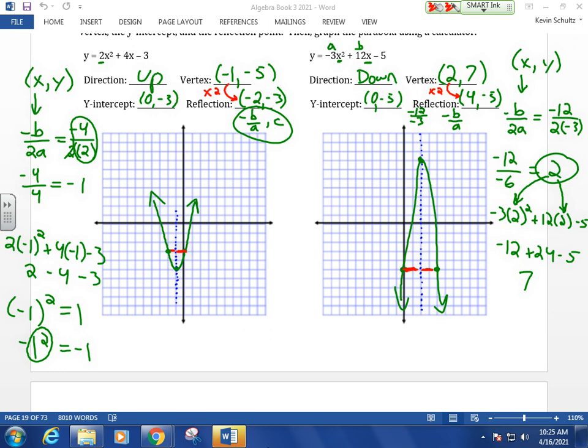Thomas. The y for the y-intercept? That's just your value for c. Negative 5 there, negative 3 there. Okay? Morgan. For the x part of the y-intercept, is it always 0? Always. Yep. By definition, the x value of a y-intercept is 0.